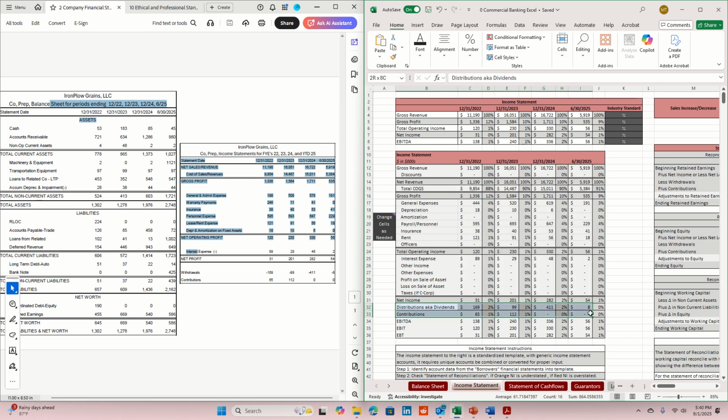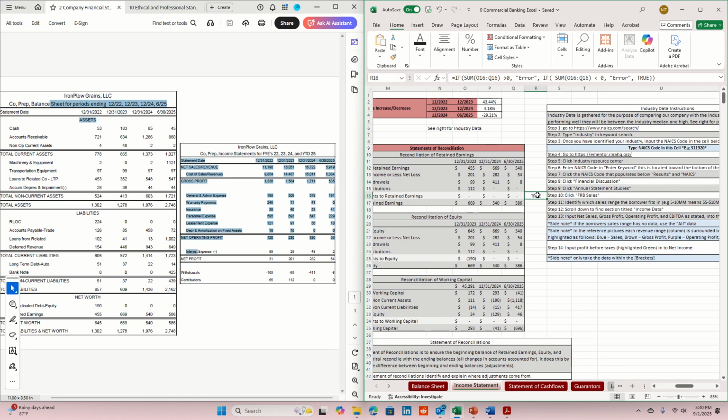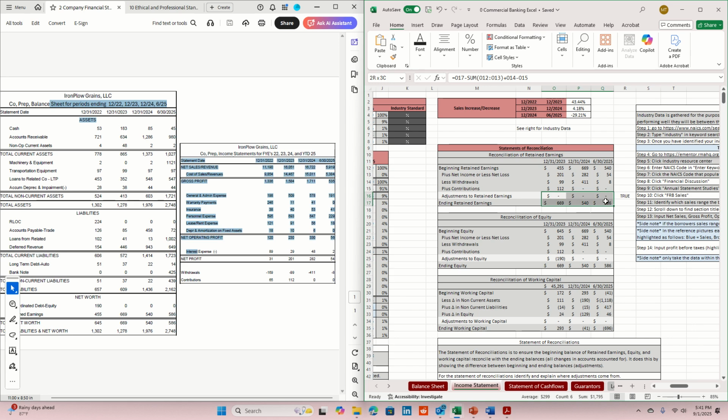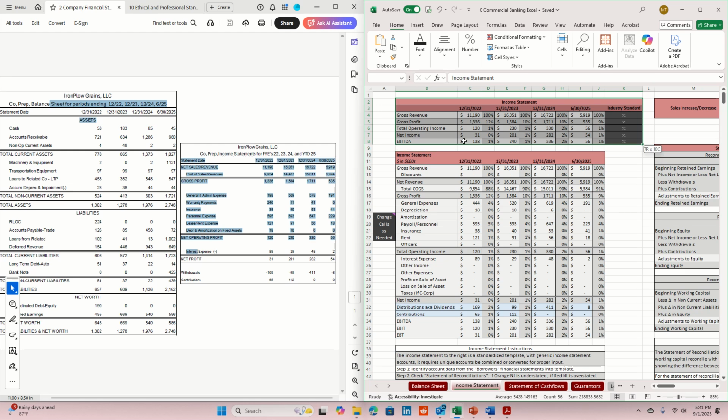Now, if we come to the income statement, I input everything correctly. I made sure that my distributions were input as a positive number. My contributions were input as a positive number. And if I scroll to the right, my statement says true, and my statement of reconciliations is input correctly. I don't have any errors. Nothing's missing. And then in my income statement, my presentation chart, we can see that nothing is miscolored.